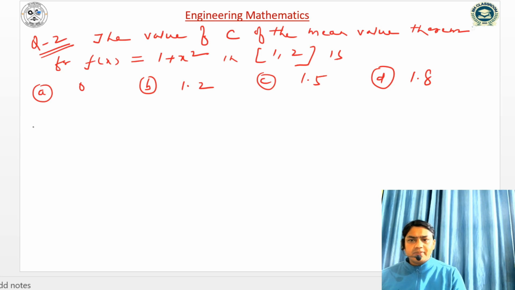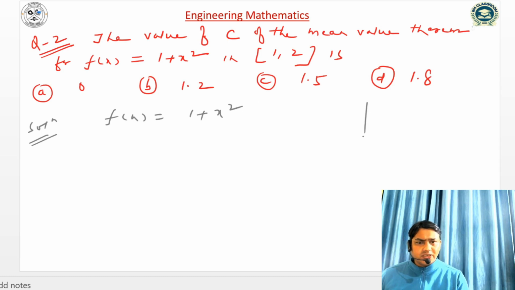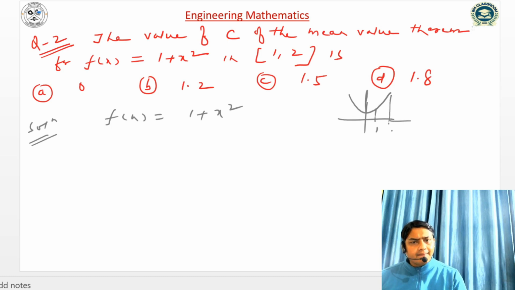Let us take another problem. The value of c of the mean value theorem for f(x) equal to 1 plus x square in the closed interval 1 to 2. So f(x) is equal to 1 plus x square. If I see the graph of x square plus 1, here we can see that the function is continuous from minus infinity to plus infinity. So of course it will be continuous in the interval 1 to 2. So the function is continuous.